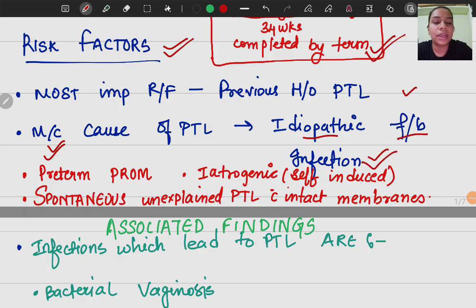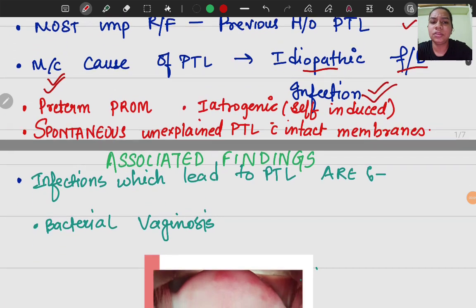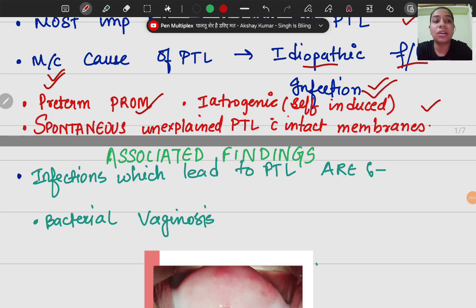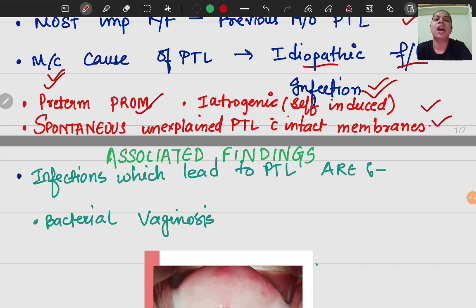So what are all the infections? Also the cause may be iatrogenic. Iatrogenic means induced by us; for any reason we are inducing the pregnancy, it may be counted in preterm labor. Also, if the mother has premature rupture of the membranes, if the membranes rupture before the time, that is also a cause of preterm labor. Then there is spontaneous unexplained preterm labor with intact membranes.